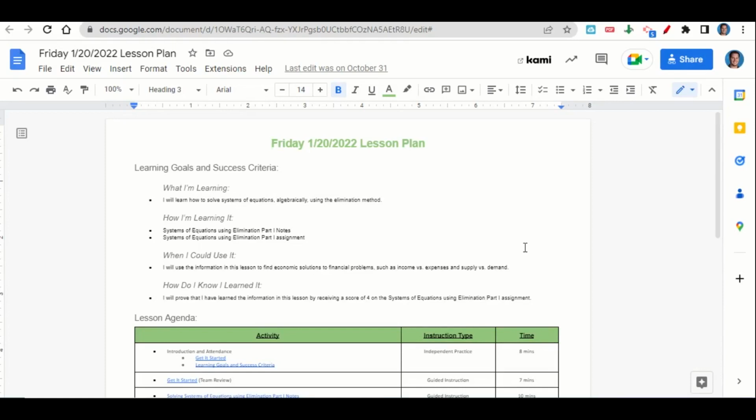First, what are we learning? We're learning how to solve systems of equations algebraically using the elimination method. How are we learning it? Through the Systems of Equations Using Elimination Part I notes and the Systems of Equations Using Elimination Part I assignment. When can we use this information? To find economic solutions to financial problems, such as income versus expenses and supply versus demand. How do you know you learned it? By getting a score of 4 on the Systems of Equations Using Elimination Part I assignment.